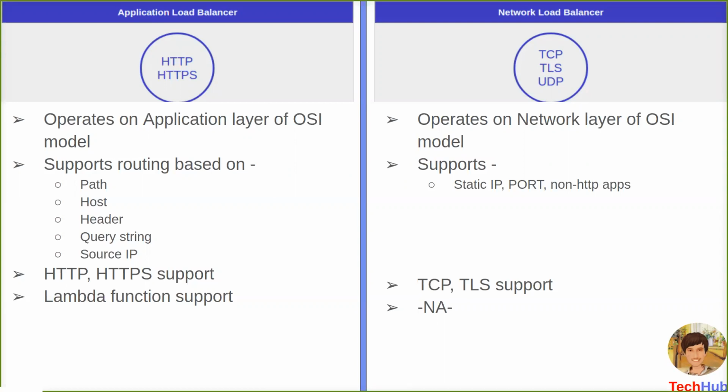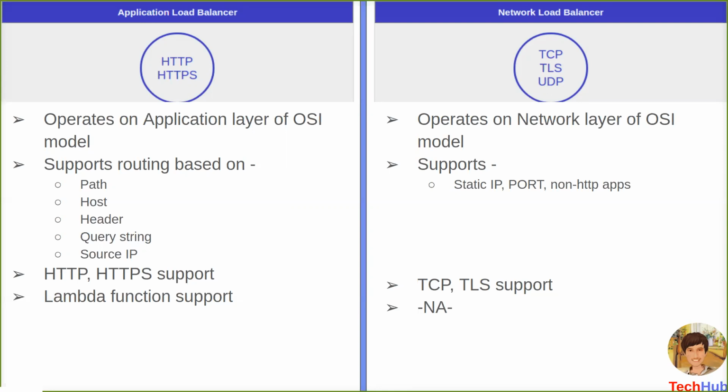The network load balancer also supports dynamic host port mapping. The application load balancer supports path-based routing, so I can specify a URL, and based on the URL and substring inside it, I can distribute the traffic to a specific path and specific EC2 instance. We can also configure routing at host level, header level, query string level, and source IP level, so that accordingly it will distribute the traffic to the respective EC2 instances. But the network load balancer is more for static IP level, port level, and non-HTTP apps, which it supports.